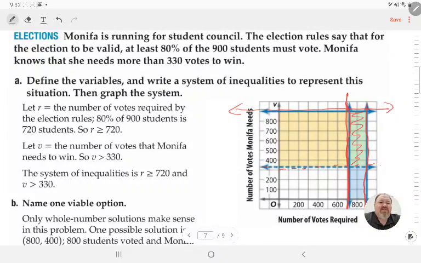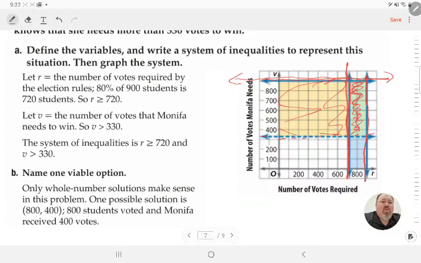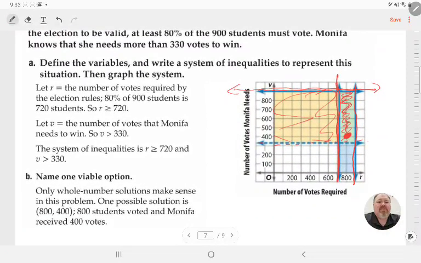And she knows that there is a total of 900 people. So again, anywhere in this whole area, but it would be the green area, is what she would need in order to win. Now, name one of them. I could pick any point inside here that would work. So 800 and 400. 800, 400 would be right here. And that is in the green area, so that is one combination that would work. Okay? So that tells me the combinations that she would need in order to win.